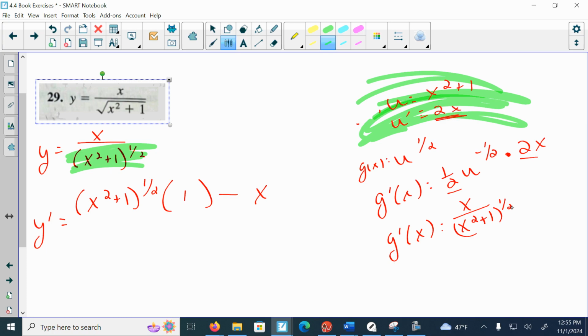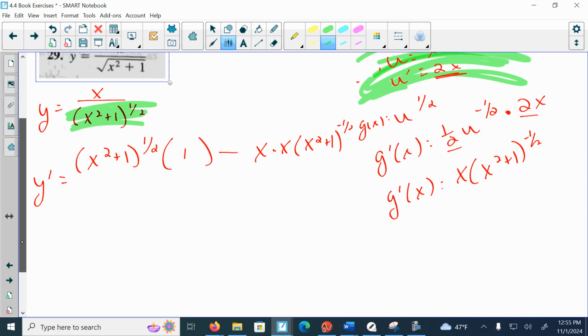So I'm going to put that in here. Oh no, I'm going to leave it as negative 1/2. Now I'm making my life easier. I'm making this x times x squared plus 1 to the negative 1/2 power. Forget I ever put that in the denominator. I'm going to want to leave that in the numerator. So x times x squared plus 1 to the negative 1/2, because I'm going to have to factor that out. So I have that. I'm going to clean this up a little bit.